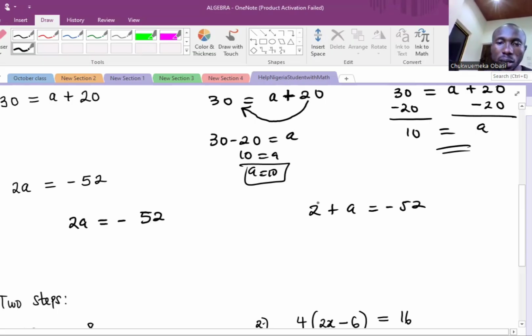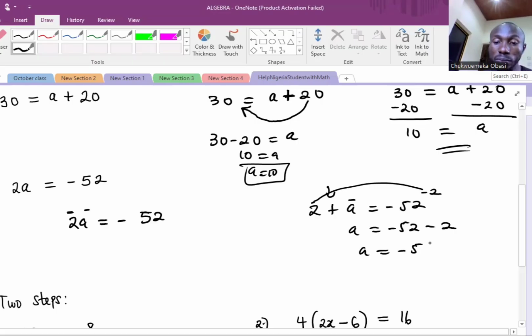In this case, the relationship between 2 and a is addition, right? But in this case, the relationship between 2 and a is multiplication. Take note. So here, what you do is subtract 2 from both sides, so a is equal to minus 52 minus 2. That is what you're going to do here. And that will give you minus 54, right?